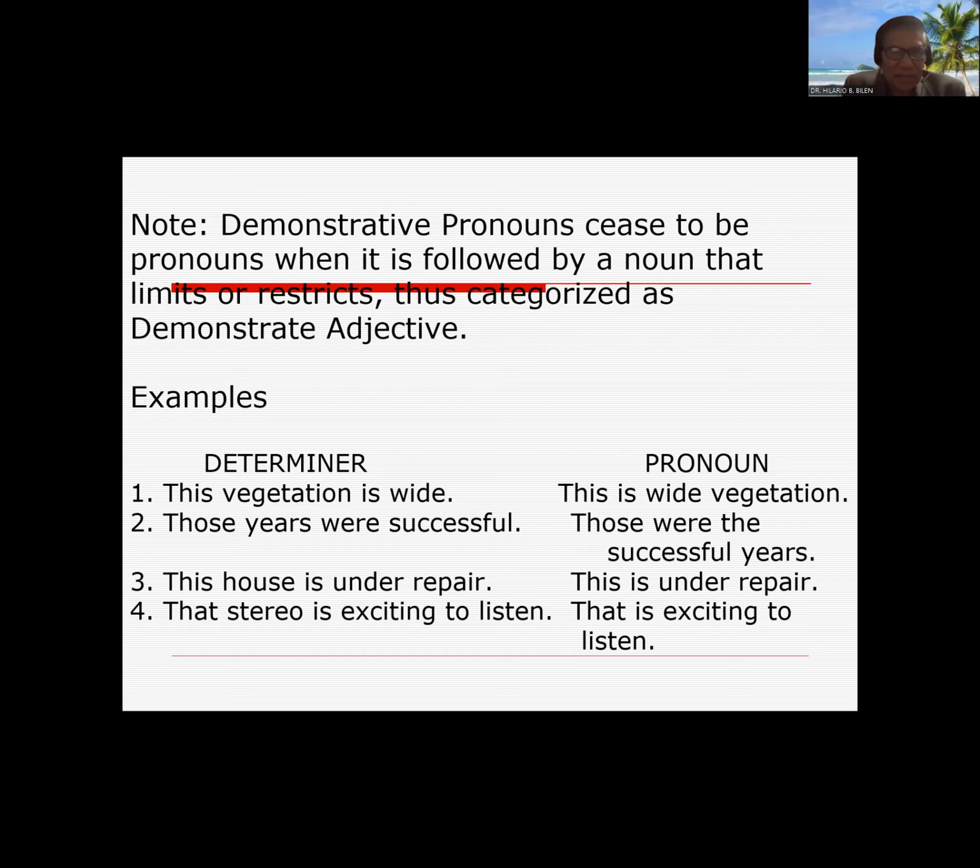Under determiner: this house is under repair. Pronoun: this is under repair. Another example of determiner: that stereo is exciting to listen to. Under pronoun: that is exciting to listen to. So we have to check the difference between the determiner and the pronoun in the usage. Okay?